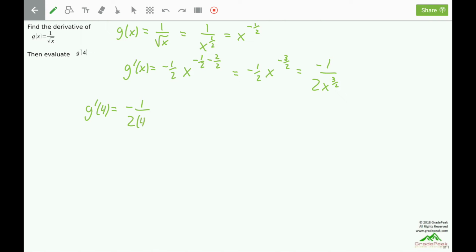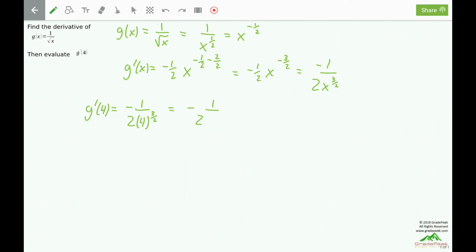And that means to plug a 4 in for all the x's. So we'll have negative 1 over 2 times 4 to the 3/2. Four raised to the 3/2. The 3 means the cubed, and the halves means the square root. You can cube and then take the square root, or you can square it and then take the cube. It's usually easier to do the root first.